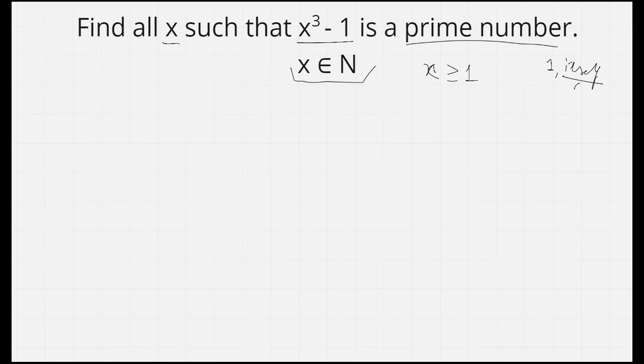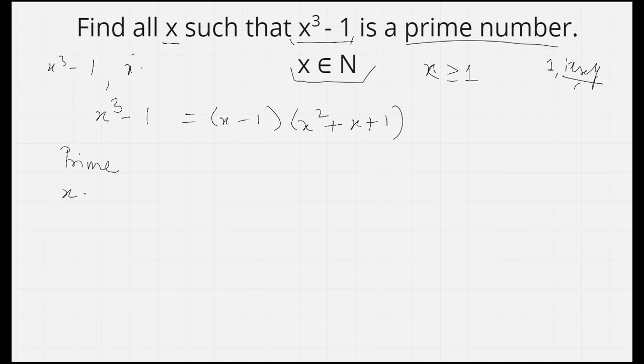Now let's jump into the solution. We have been given x cube minus 1. We need to find out whether it is prime or not. All x such that this is prime, right? So for finding whether it is a prime or not, we first need to write this in some factors form, right? So x cube minus 1 can be written as x minus 1 into x squared plus x plus 1, right? Always remember the identity for x cube minus 1 and x cube plus 1.